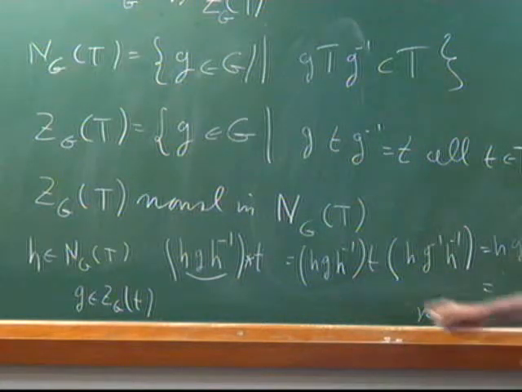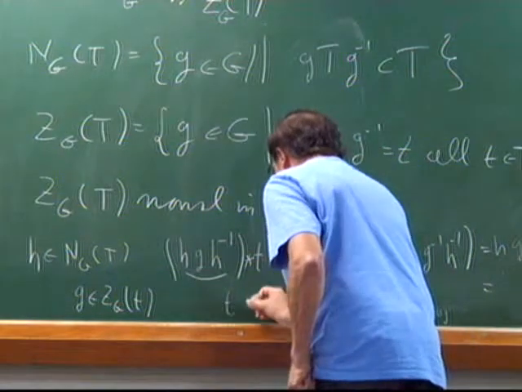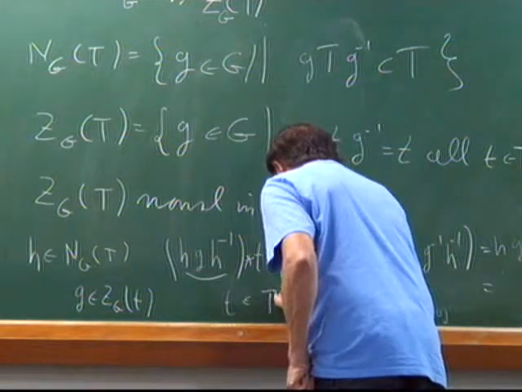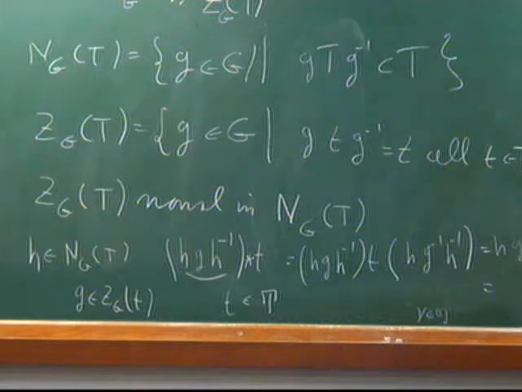So I have to show that here now T is a vector. Maybe that's a point in the maximal torus. And I want to show the adjoint of that acts trivially. G is in the centralizer.